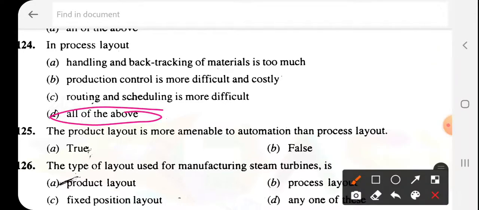What is that? Handling and backtracking of the material is too much, production control is more difficult and costly, and routing and scheduling is more difficult. Product layout is more amenable to automation than process layout. That 125 is A, that is true.